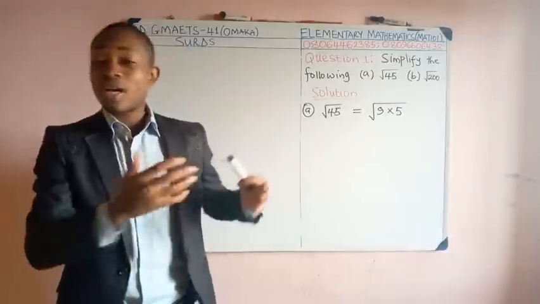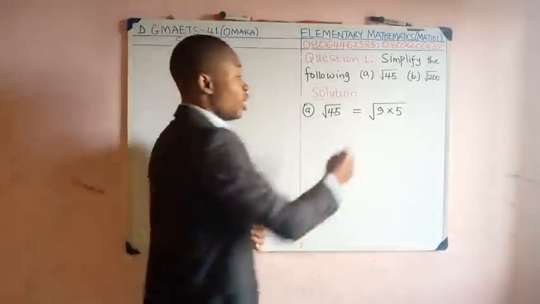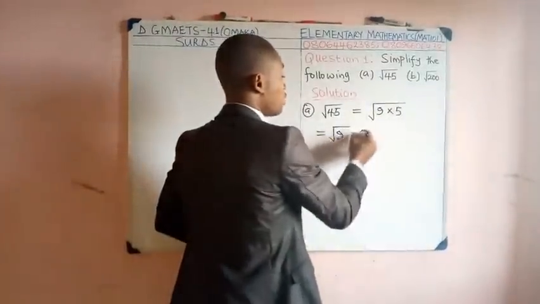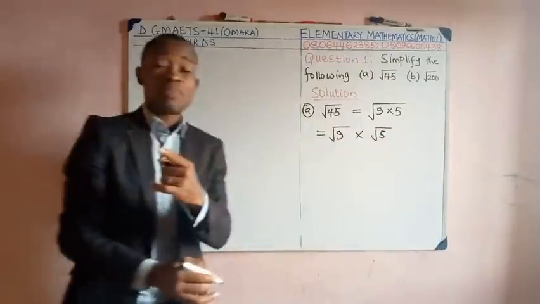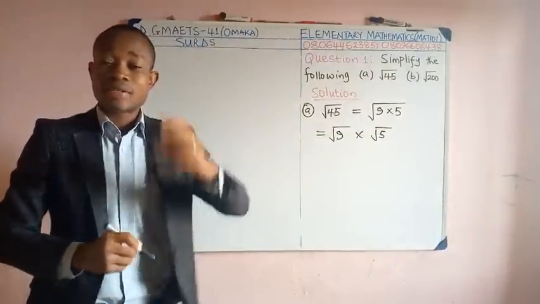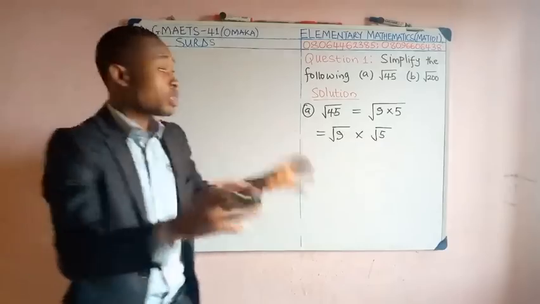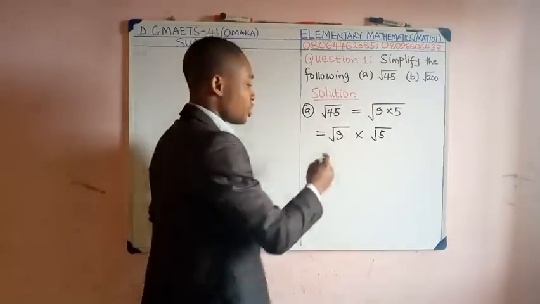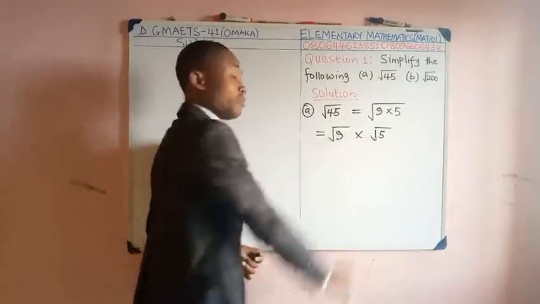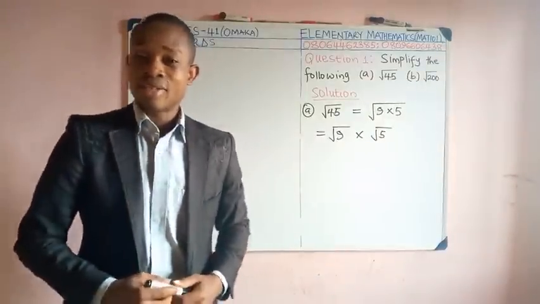Now we see that there is multiplication here, so what do we do? Quickly, we'll break this down to square root of 9 times square root of 5. You recall the multiplication law of surd, that surd distributes over multiplication, so we can split this square root sign over these two numbers, getting square root of 9 and square root of 5, simply pronounced as root 9 times root 5.